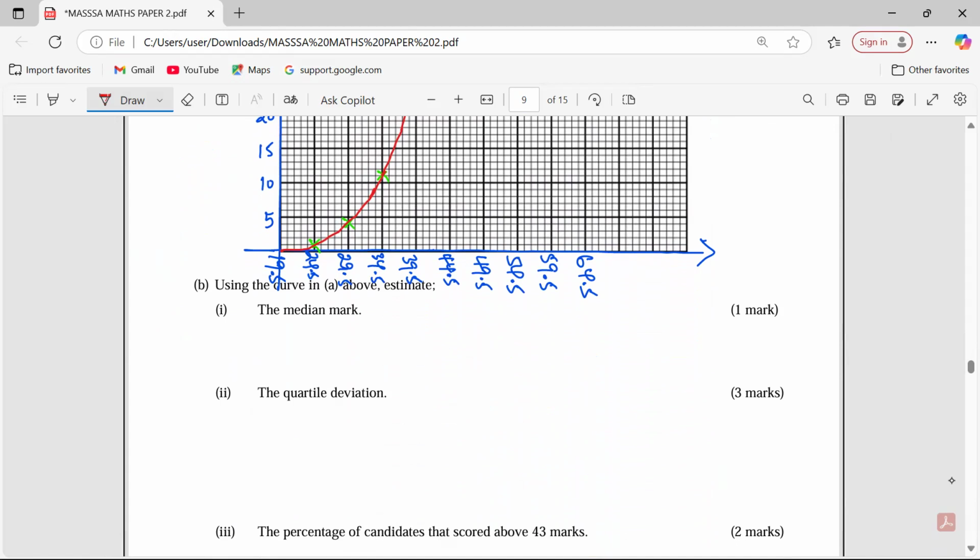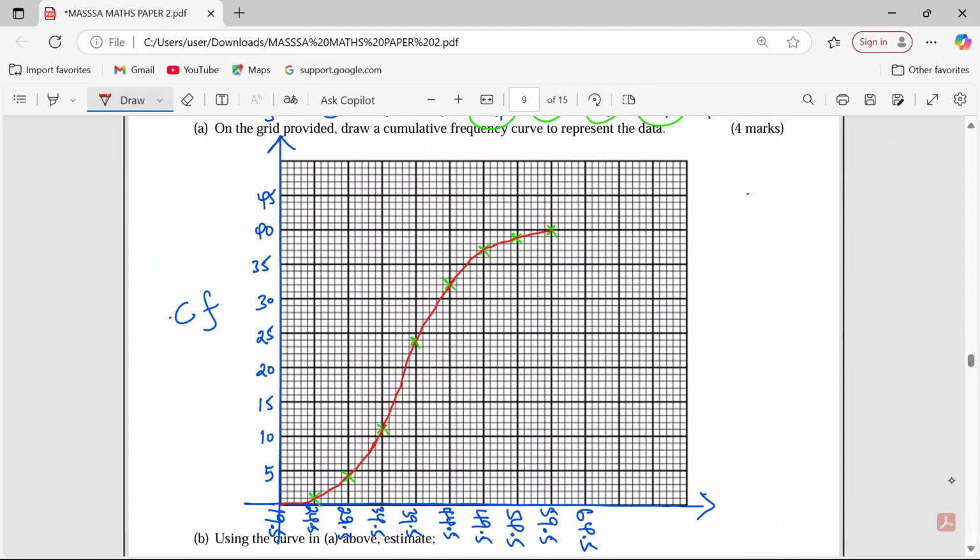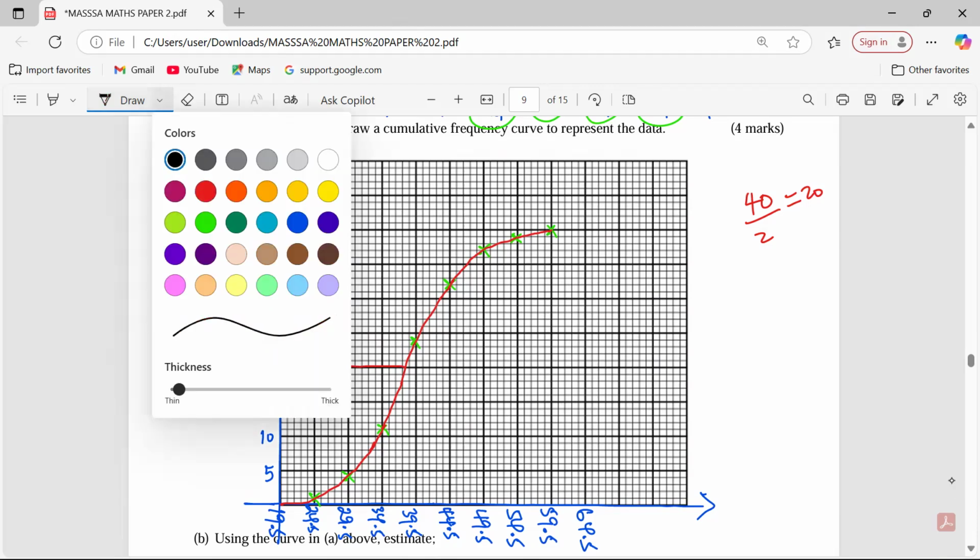The first thing is the median. So what would be the median mark? This is the mark which has been scored by the middle learner. Out of 40 learners, divided by 2, I'm getting 20. So the mark that coincides with the 20th learner. The 20th learner is at this point.